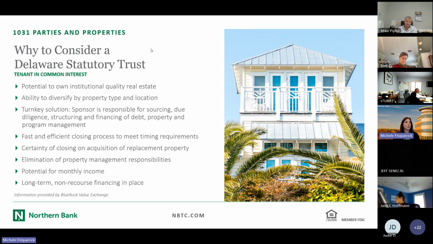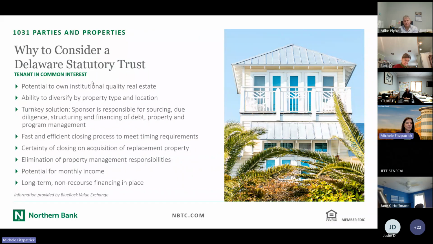And these are the considerations. Why would you consider a DST? You can own property that you wouldn't normally own. Now all of a sudden you own a piece of an Amazon distribution center. So it gets you into an asset class or a quality of real estate that you wouldn't normally have. It allows you to diversify. You can buy multiple properties within one DST, or you can buy multiple DSTs. So you can really diversify regions, asset classes, and different types of properties, which is great.